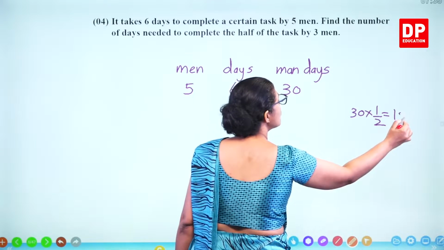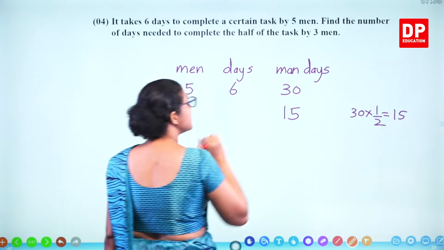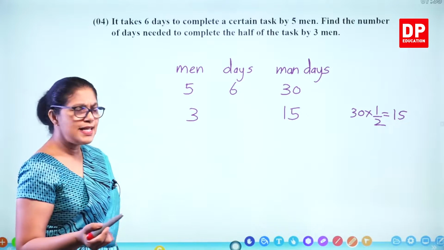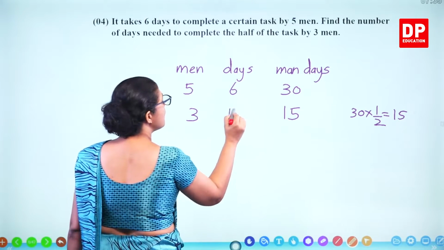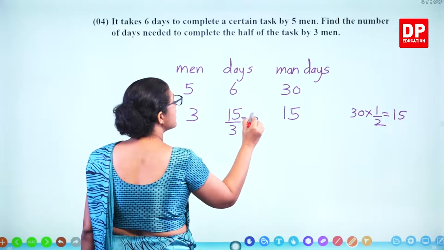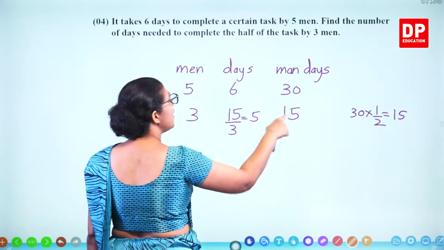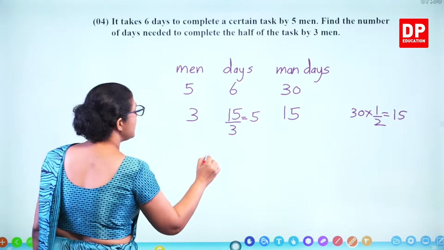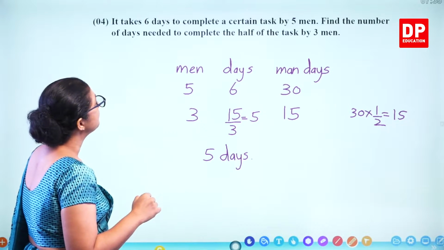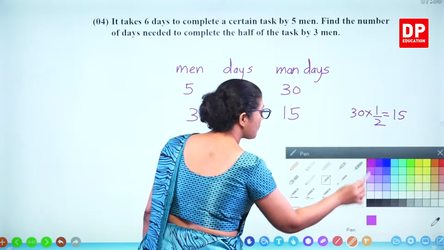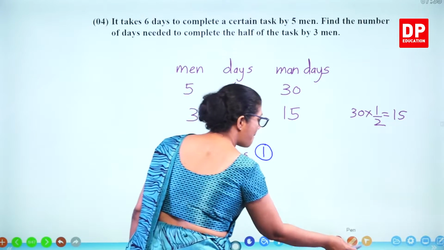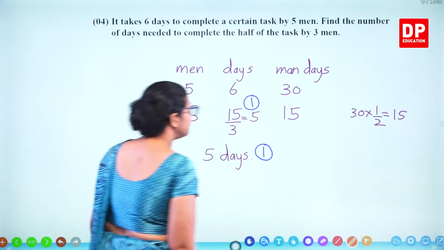15. So if man days is 15 and 3 men are there, how many days are needed? You just divide by 3. 15 divided by 3, you get 5. So 3 times 5, 15. So you need 5 days for that. So 1 mark here and 1 mark here for the method.